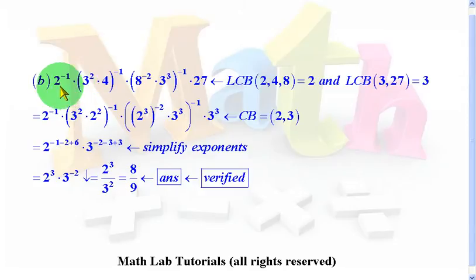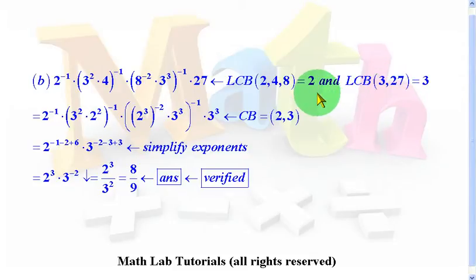Now we scan for the types of bases that we have. We have base 2, base 3, base 4, base 8, base 3, base 27. Okay, if we look at the bases 2, 4, and 8, we know that the lowest common base is 2. Why is that? Because 4 and 8 can be expressed as 2 to the power 2 and 2 to the power 3. Next, we look at 3 and 27. The lowest common base is 3. Why? Because 27 can be rewritten as 3 to the power 3.